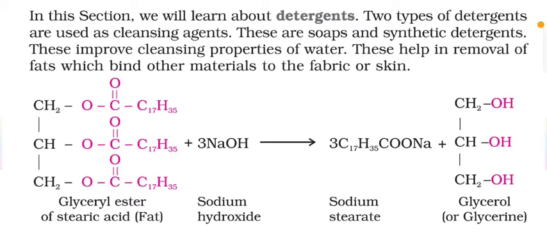So the manufacturing process is as mentioned here. We have glyceryl ester of stearic acid, which means it is one type of fat. As we can see, it contains very long chains of carbon. At the end of these chains we have C17H35, a very long hydrocarbon chain. This type of glycerol ester will react with sodium hydroxide and you will get sodium stearate, which is known as soap or detergent material.